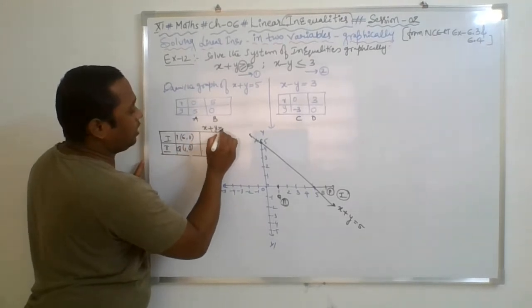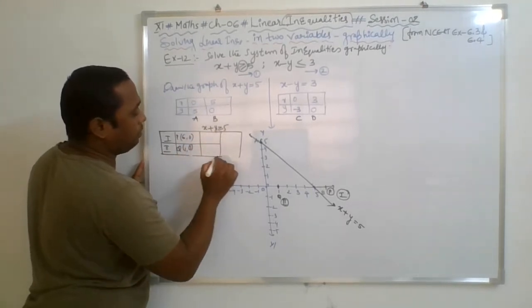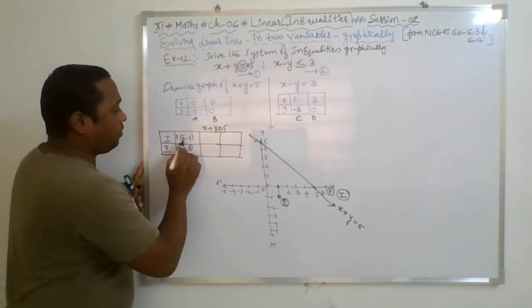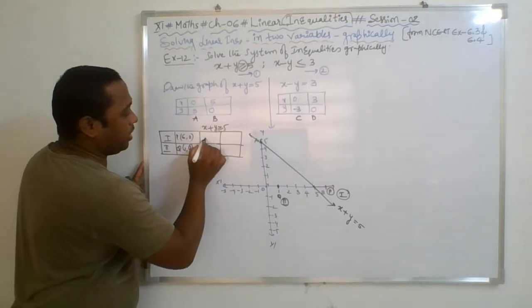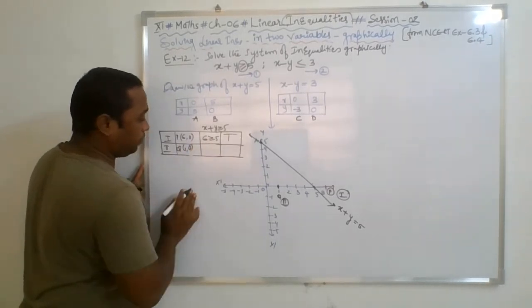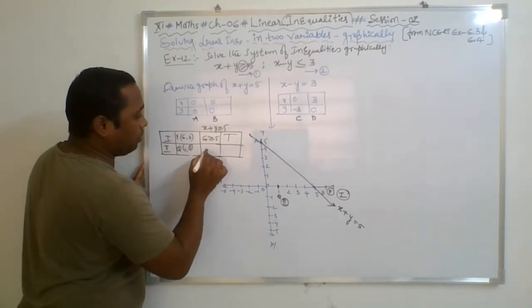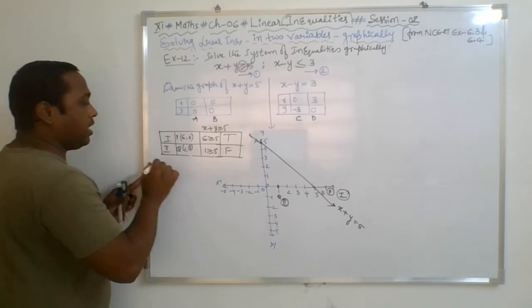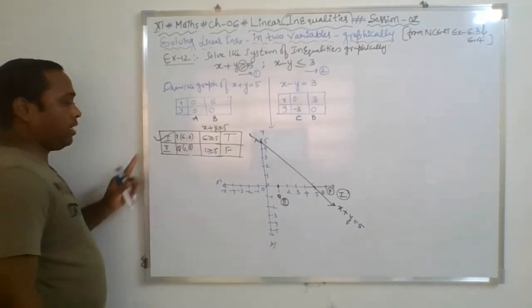X plus y is greater than or equal to 5. And then I will decide which is true, which is false. So if I put 6, 0 in the inequality, I will get 6 is greater than or equal to 5, true. If I put over here 1 is greater than or equal to 5, which is false. So which is a solution region?